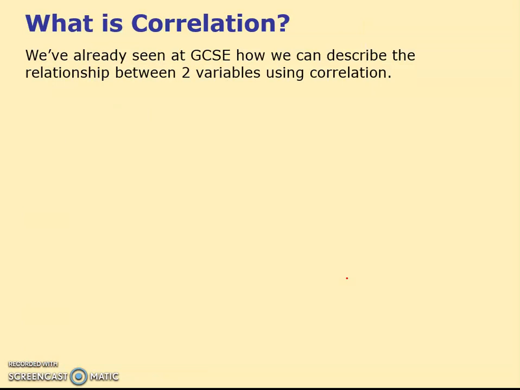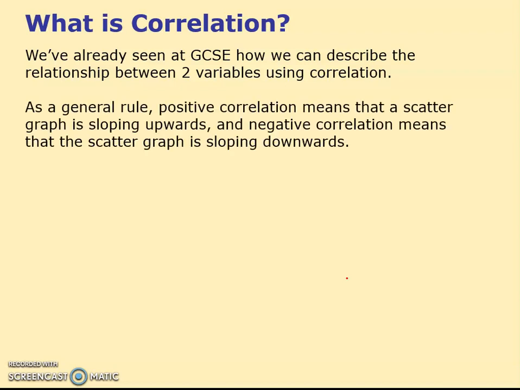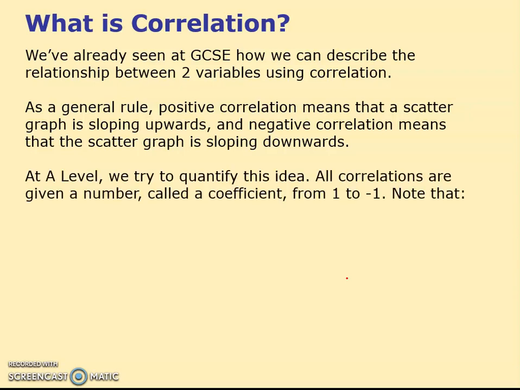What is correlation? Well, as I said, you've seen this at GCSE. It's the relationship between two variables, and you're looking to see how they correspond. As a general rule, positive correlation means a scatter graph is sloping upwards, a bit like the one I just did. And negative correlation means the scatter graph is going downwards. And I think you probably see that.